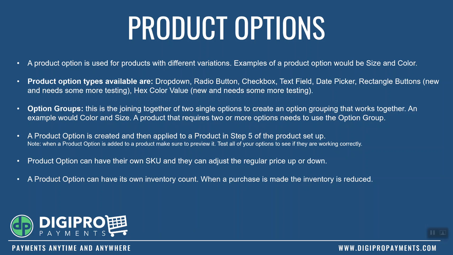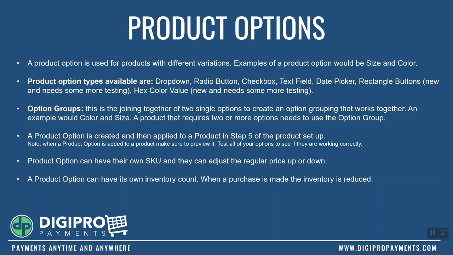So a product option can also have its own SKU, or stock keeping unit, and you can also adjust the regular price up and down. So again, using shirts as an example, if you have an XXL size shirt, typically the cost on those shirts is going to be a little bit more than, say, a small, medium, or large. And so if you need to add $1 every time somebody purchases an XXL, you can do that within our system. A product option can also have its own inventory count, and when a purchase is made, the inventory is reduced.